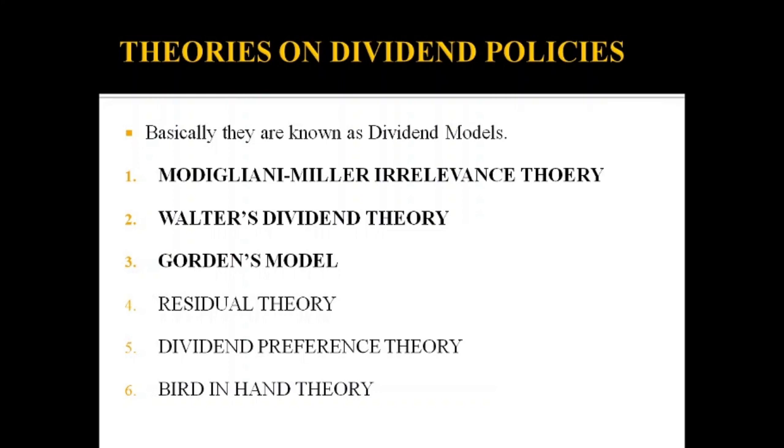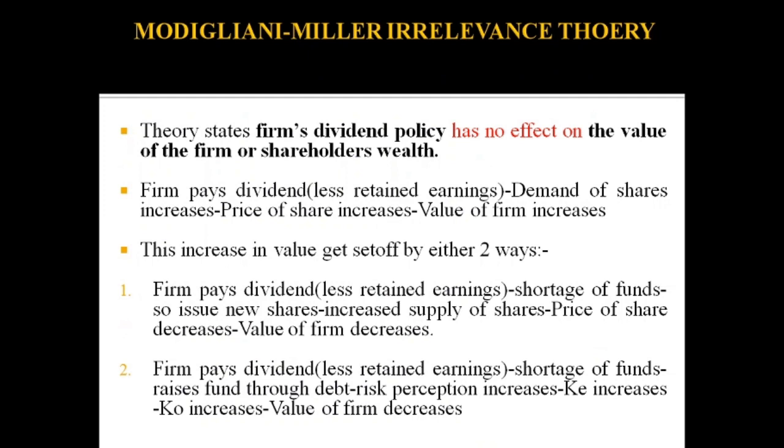We can move on to the Modigliani-Miller irrelevance theory. As the name suggests, it is an irrelevance theory. Modigliani and Miller say that the firm's dividend policy has no effect on the value of the firm. That means the dividend policy is irrelevant to the value of the firm. The theory states that the firm's dividend policy has no effect on the value of the firm or shareholders' wealth.